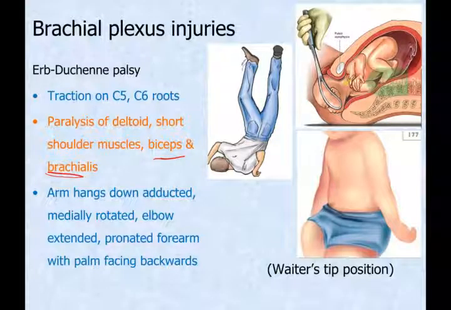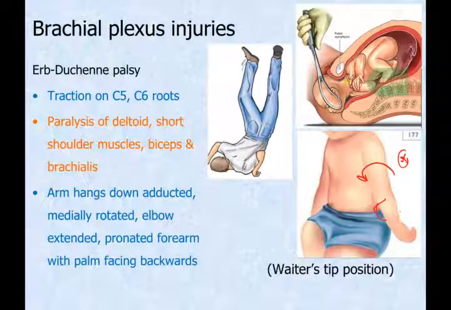So then you should be able to describe the deformity anatomically. Now, what is the deformity? This is the deformity you get. The arm hangs by the side of the trunk, which means adducted, medially rotated, and pronated, so that the palm faces backwards.